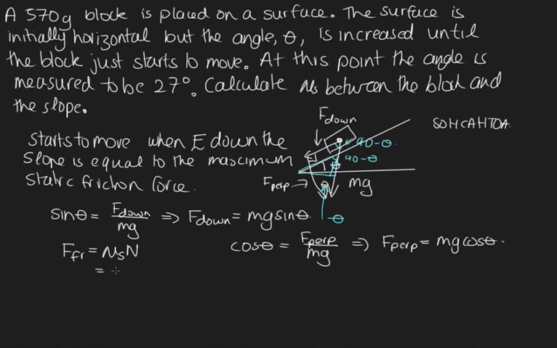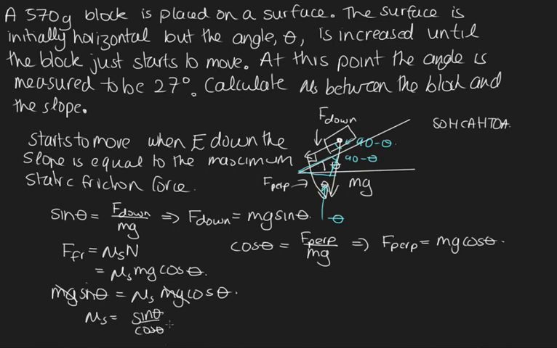And so we've got that our frictional force is equal to mu s times the normal force, which has the same magnitude as mg cos theta. So this will start to move when the force down the slope is equal to the maximum friction force. So we've got mg sine theta is equal to mu s mg cos theta. So these mg's actually cancel out, and we're left with mu s is equal to sine theta over cos theta. And now there's a relationship in trigonometry that says that sine theta over cos theta is just equal to tan theta. So this makes this a bit easier to solve.